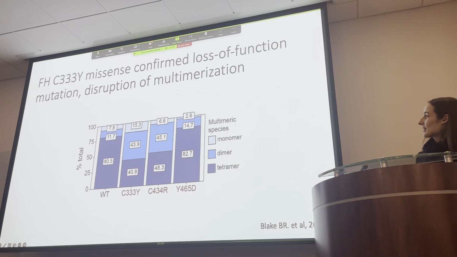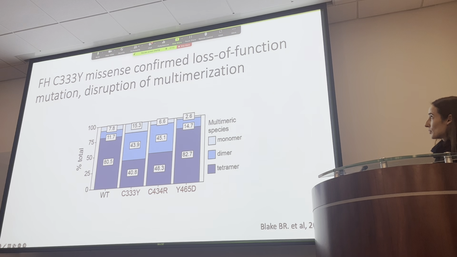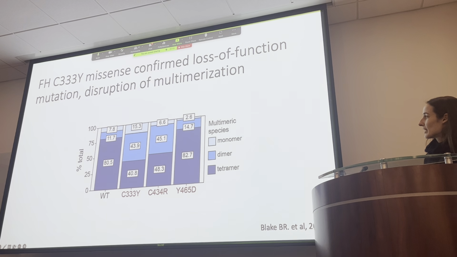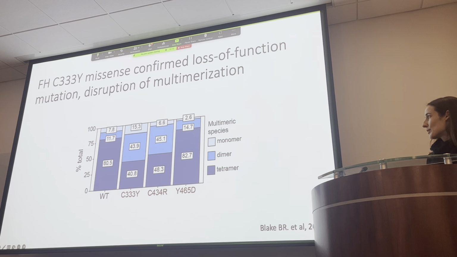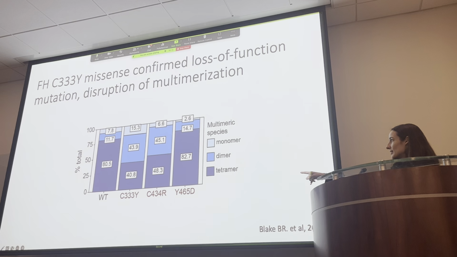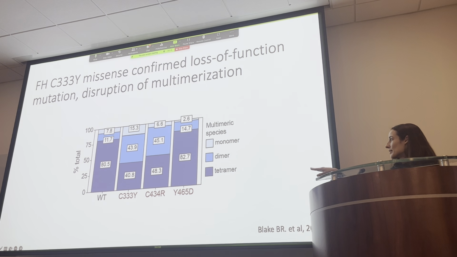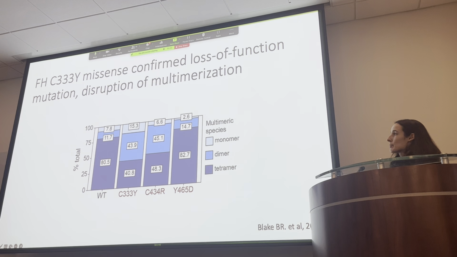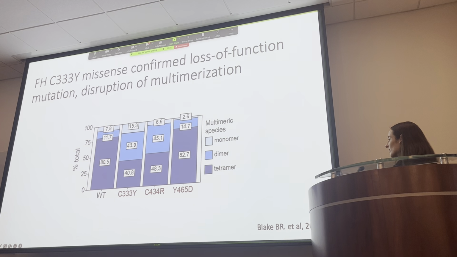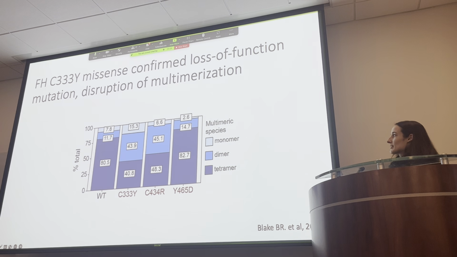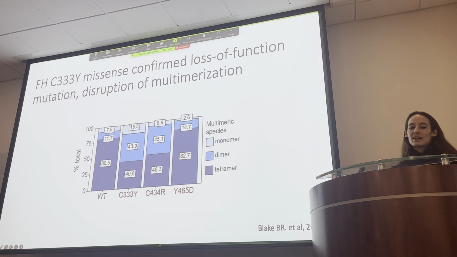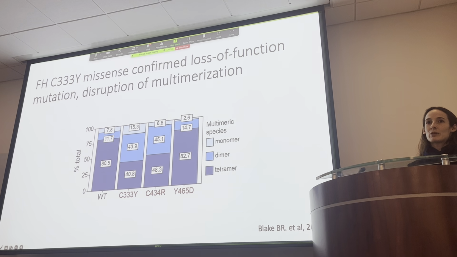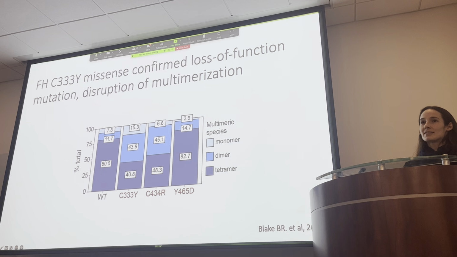So Blake shared with us the multimerization data he had, and we saw that there were VUS overlapping 3 detected residue sites. That's cysteine 333, cysteine 434, and tyrosine 465 shown on the x-axis. And cysteine 333 was prioritized by our approach, and it actually had the greatest disruption of FH multimerization seen. So this was another example of how chemoproteomics can complement looking at rare variants and interpreting the possible pathogenicity of these sites.